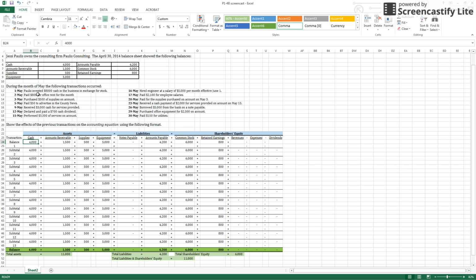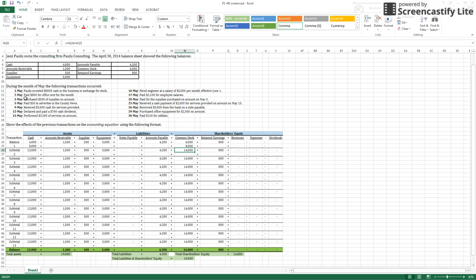On May 1st, Paulus invested $8,000 cash in the business in exchange for stock. Well, in this transaction, $8,000 went into the business, and also $8,000 of common stock was added because cash was brought into the business in exchange for stock. So dual effect, our total assets have changed, our total liabilities and shareholders' equity have changed, and they still balance.